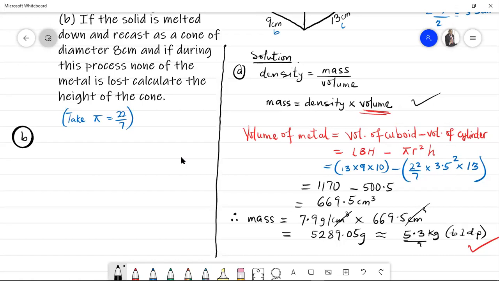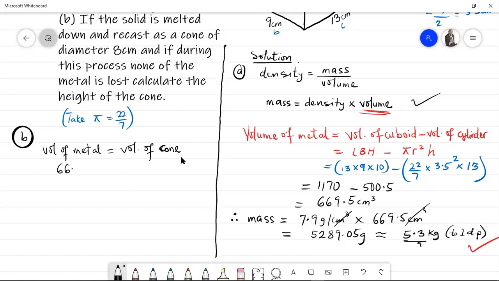So you will expect that in that transition, the volume of metal must give you the volume of cone, because it is the metal that was melted down to form the cone. So they must have the same volume. In fact, they will also have the same mass, but since we are looking for the height, using mass will not lead us to finding the height, but volume will help us to find the height. And since the volume will be the same for the cone as well, we can easily equate the volume of cone to the volume of the metal. Volume of metal already calculated as 669.5.